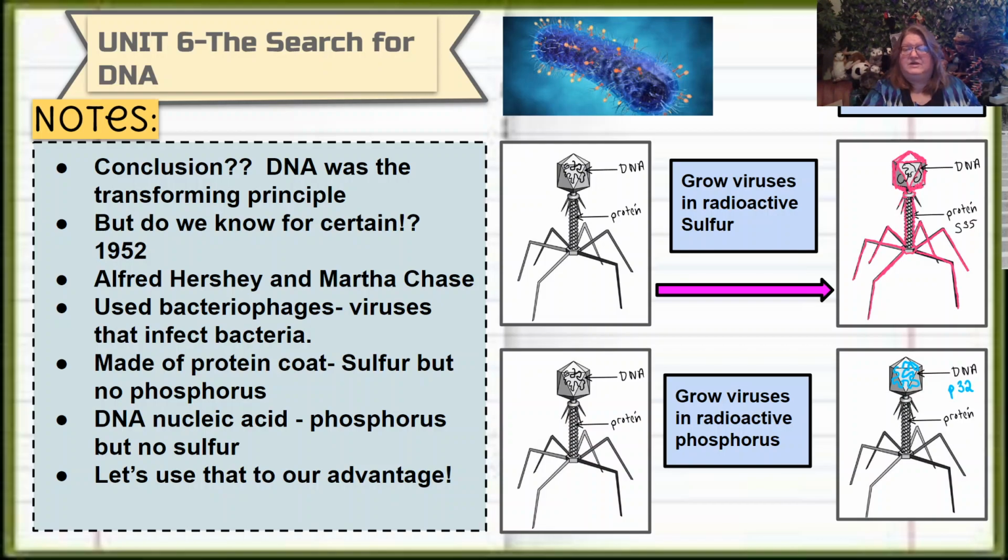That's real important to catch. The DNA is not radioactive. So that's one batch. We're going to make bacteriophages with radioactive protein. Then we're going to make a separate batch that's grown in radioactive phosphorus, and we're going to make radioactive DNA. So, wonder of wonders, now we have a way to track both protein and DNA.